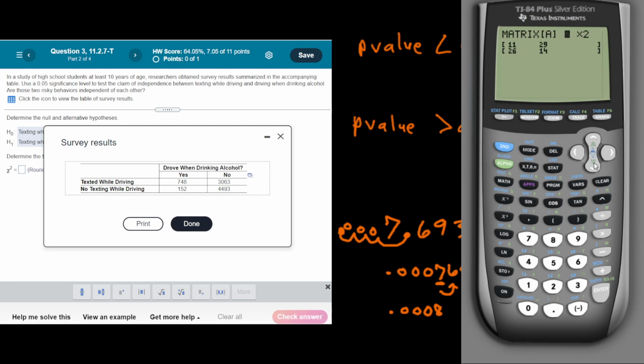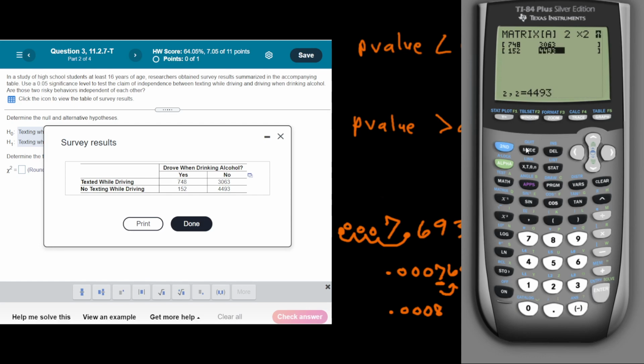It's still a 2x2, right? And let's just put our new numbers in. So we have 748, 3063, 152, and then we have 4493. Okay, so we have everything we need.